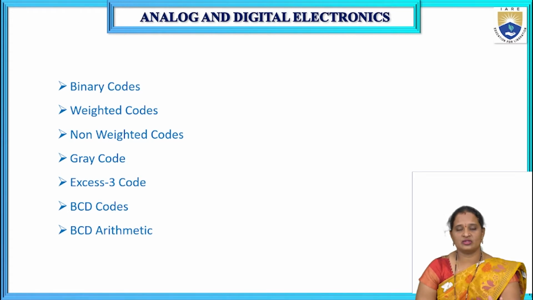In non-weighted codes, we have various types like gray code and XS3 code. So what are gray code and XS3 code, we'll be looking at, and BCD codes. These BCD codes are examples of weighted codes. We'll be discussing BCD codes and how to perform some arithmetic operations on BCD codes. That also we'll discuss in this lecture.